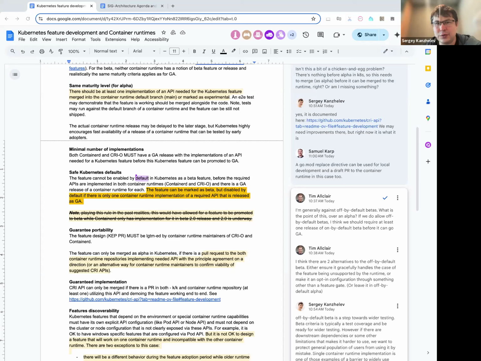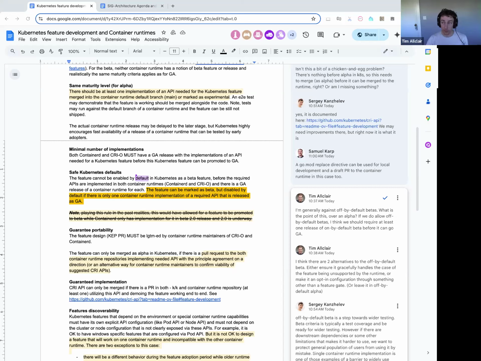Okay, we can try to discuss it in a document, but I would say if you have a notion of beta disabled by default, then I'm okay to allow only one GA container runtime implementation. If you don't have them, then there is no question, both should have it. If it's enabled by default, I would suggest that we have two runtime implementations. Yeah, Tim?